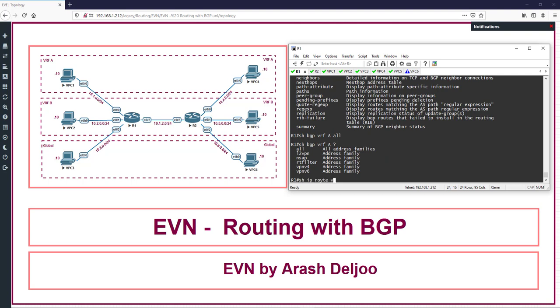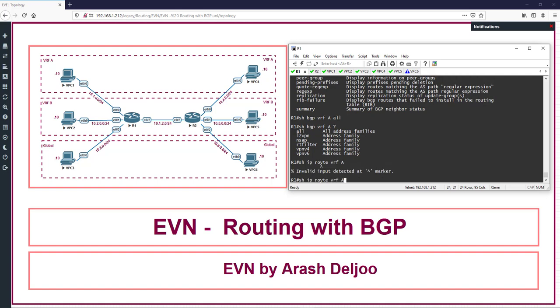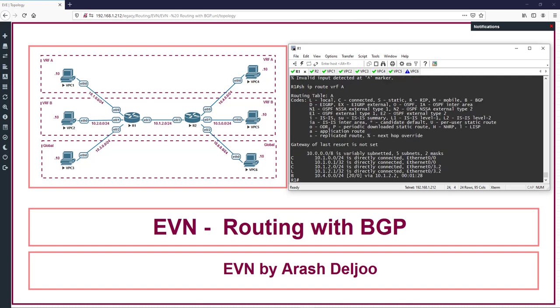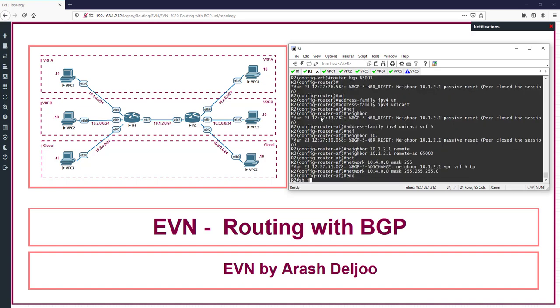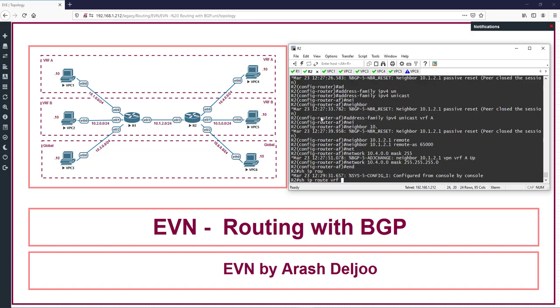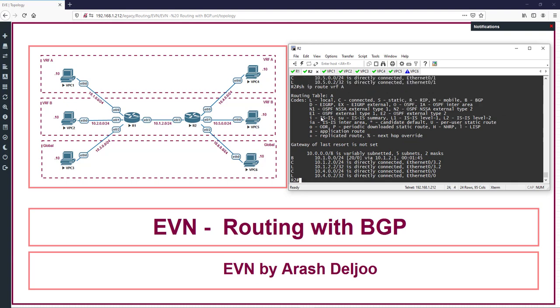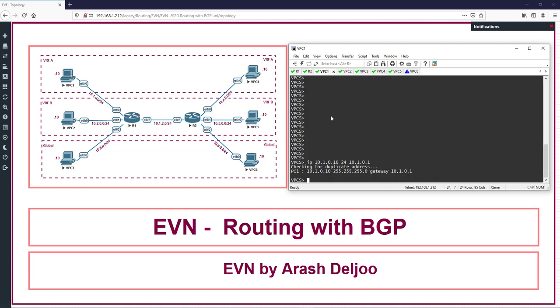Show IP route VRFA. Let me check. Yes, we received 10.4.0.0 in VRFA. These networks in VRFA, it's okay. And also in R2, let me check. Show IP route VRFA first. Yes, we received 10.1.0.0. Everything is okay. If you want, you can check the connectivity between VPC1 and VPC4. Ping 10.4.0.10. Okay. Yes, we have connectivity.